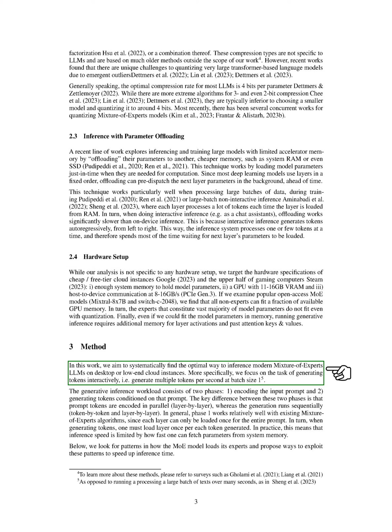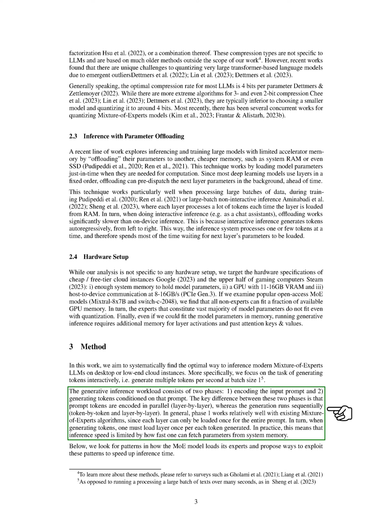In this work, we're trying to find the best way to run modern mixture of experts LLMs on desktop or low-end cloud instances. Specifically, we're focusing on generating tokens interactively, i.e., generating multiple tokens per second at batch size 1. The generative inference workload consists of 2 phases: 1. Encoding the input prompt, and 2. Generating tokens based on that prompt. The key difference between these 2 phases is that prompt tokens are encoded in parallel, whereas the generation runs sequentially.